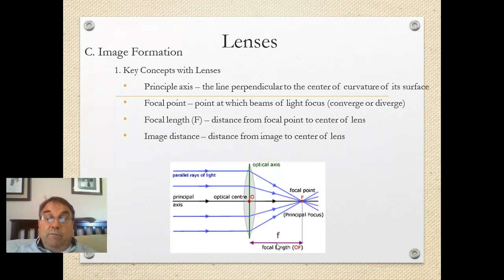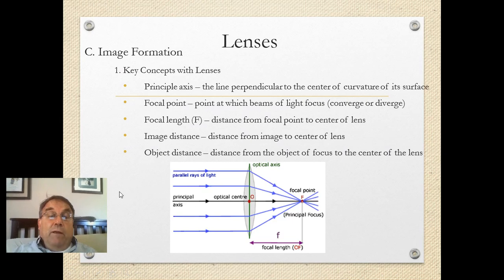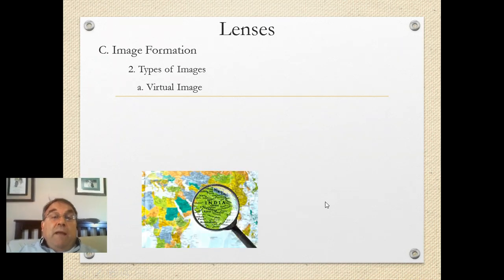Okay, so in this case, the focal length and the image distance are the same. That's not always the case. It is rarely the case. And then the object distance is how far away the object is. And usually we describe that in terms of the focal length. Is it closer than the focal length, in between the focal length and two focal lengths, or is it way farther than that? Okay, now two main types of images.